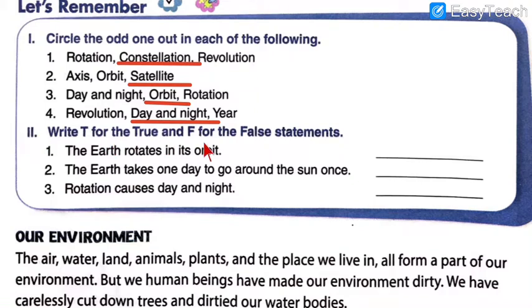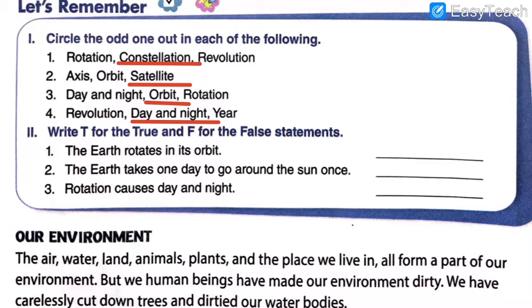Question 2. Write T for the true and F for the false statements. True or false? Let us solve it. The earth rotates in its orbit. Find it out whether it is true or false.